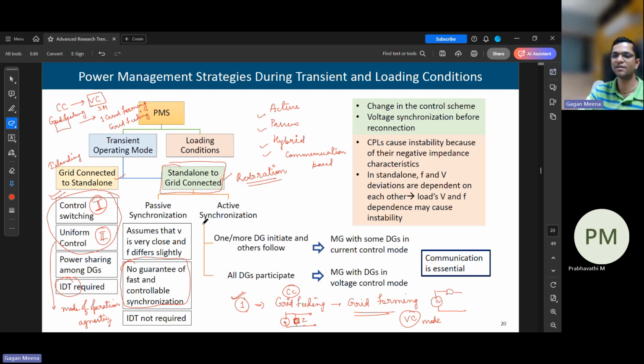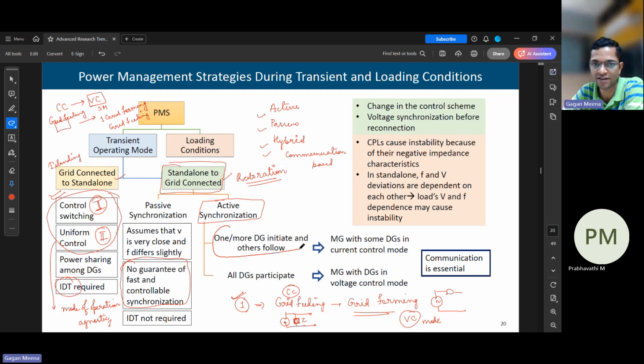We can simply monitor the magnitude and phase angle of the voltage of the microgrid and main grid and simply connect it. But the disadvantage here is that the transients are there. We cannot completely avoid them. But in active synchronization, we can do that. We can avoid those transients and have a very quick and seamless transition from standalone to grid connected mode.